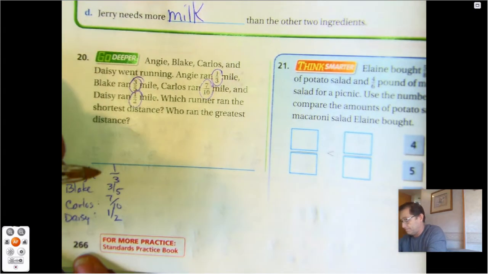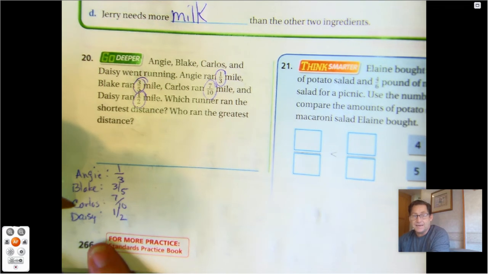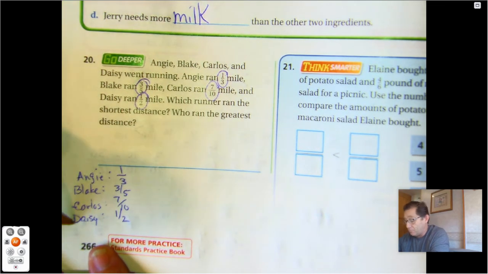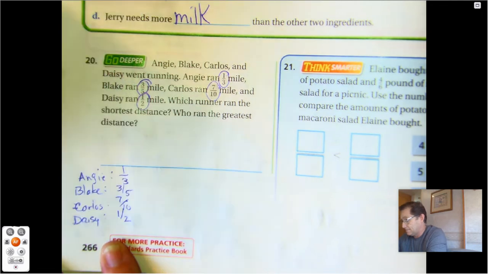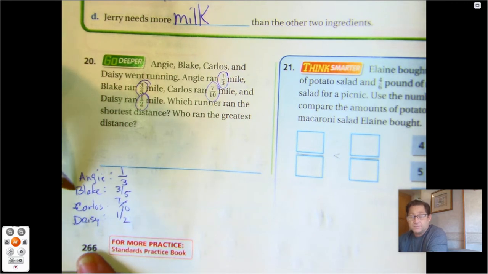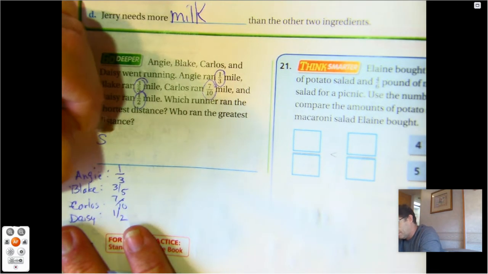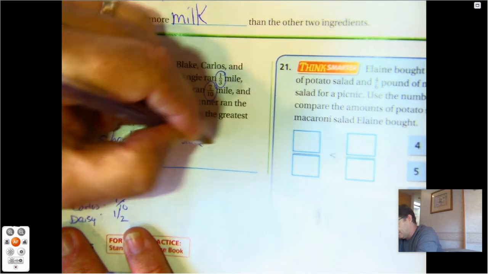Carlos did not run less than half a mile. Daisy ran half a mile. So Daisy was less than Carlos. So Carlos is not the shortest, that's for sure. Okay, Blake ran more than half a mile because half of 5 would be 2.5. Angie did not even run half a mile. So the shortest distance was Angie.